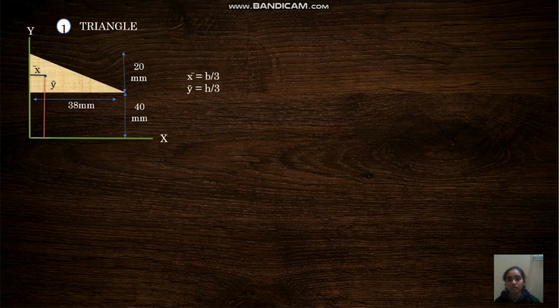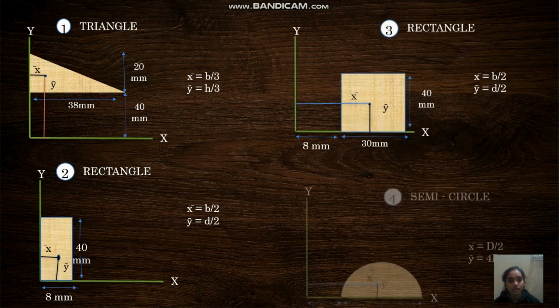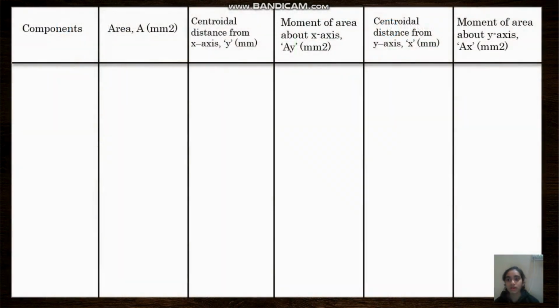So for the triangle, x bar is b by 3 and y bar is h by 3. For the rectangle, x bar is b by 2 and y bar is d by 2. Here d is depth. There's another rectangle, and the fourth one is a semicircle. X bar is d by 2 and y bar is 4r by 3 pi. Here d refers to diameter. Now we are gonna find out the area, centroidal distance from x-axis, moment of area about x-axis, centroidal distance from y-axis, and moment of area about y-axis for all the 4 components of the figure.